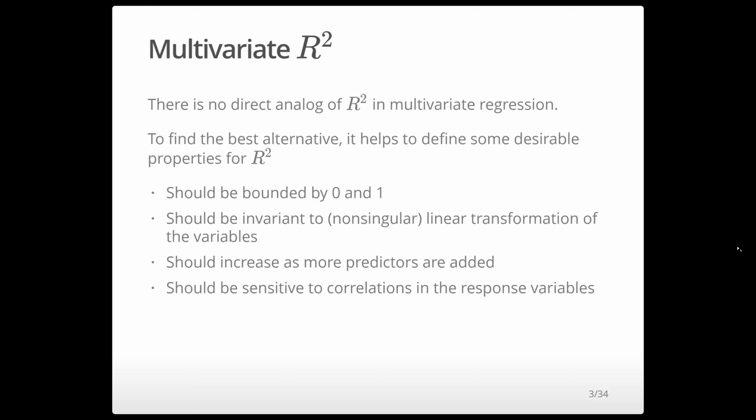So it should be bounded by 0 and 1, just like R squared. It should be invariant to linear transformations of the variables, specifically non-singular linear transformations. It should increase as predictors are added. And it should be sensitive to correlations in the response variables. That last one is a new condition that doesn't apply to univariate R squared, since there's only one response variable.